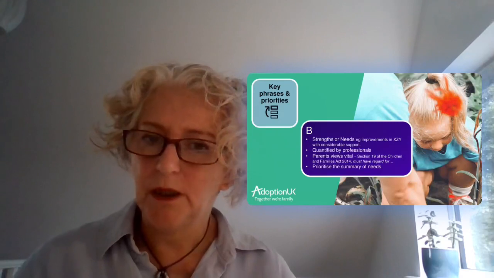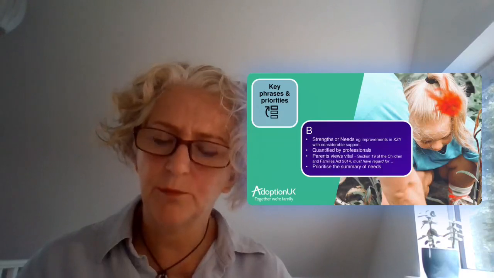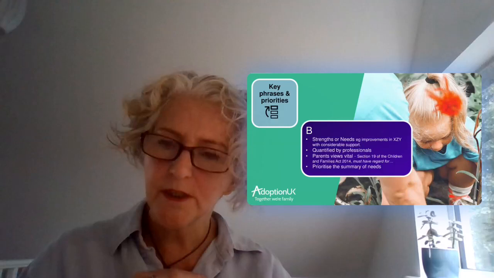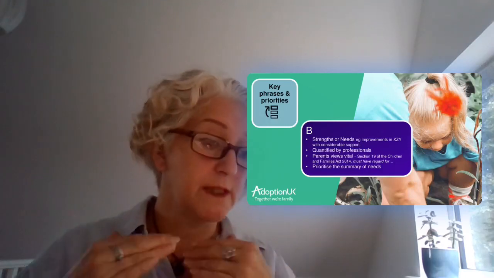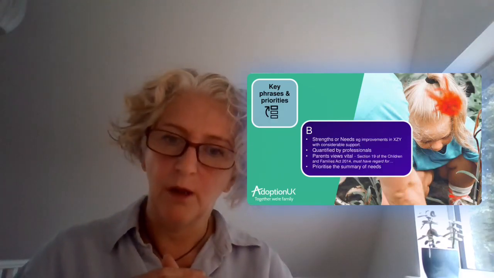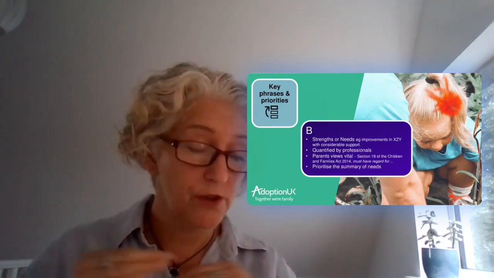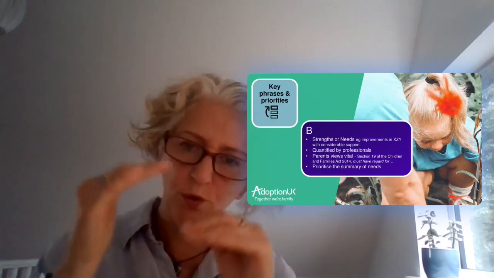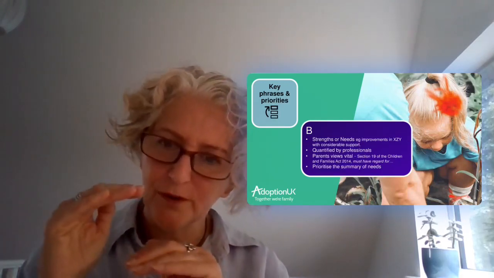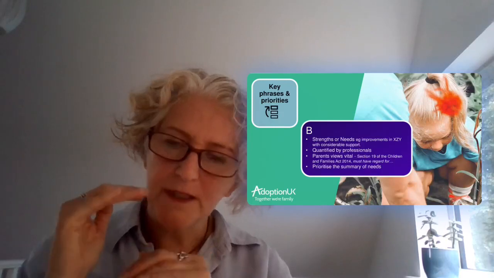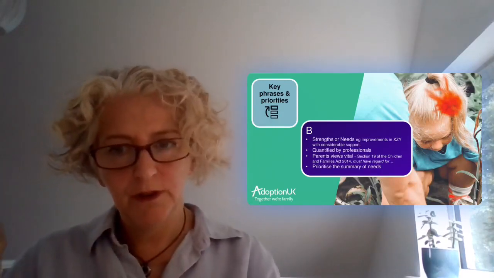At the bottom of Section B, there is a summary of needs. I would suggest that you prioritise this, get this in the order that you want. What is the most significant need? Is it FASD? Is it social emotional difficulties? Is it a sensory need? And put it in the order that you want. And I say that as a professional.